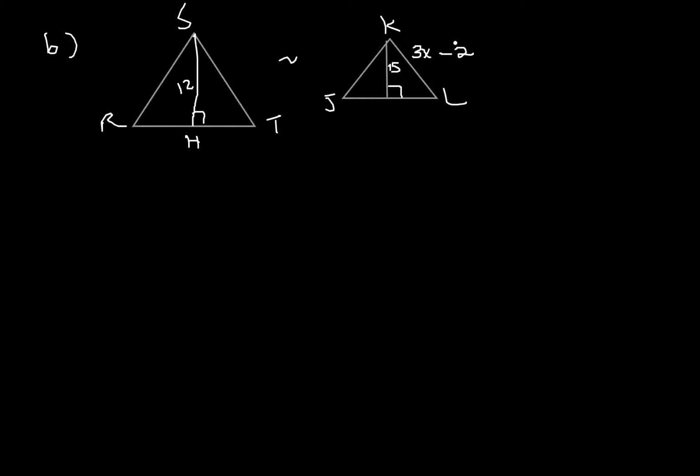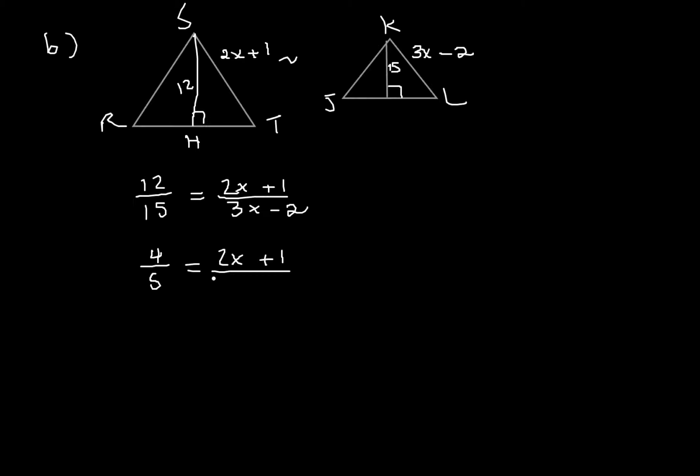And we're also given that TS is 2x plus 1. So you just make yourself ratios. 12 is to 15 as 2x plus 1 is to 3x minus 2. So 3 goes into that 4 times, 3 goes into that 5 times. And we're just going to cross multiply here and get our answers.